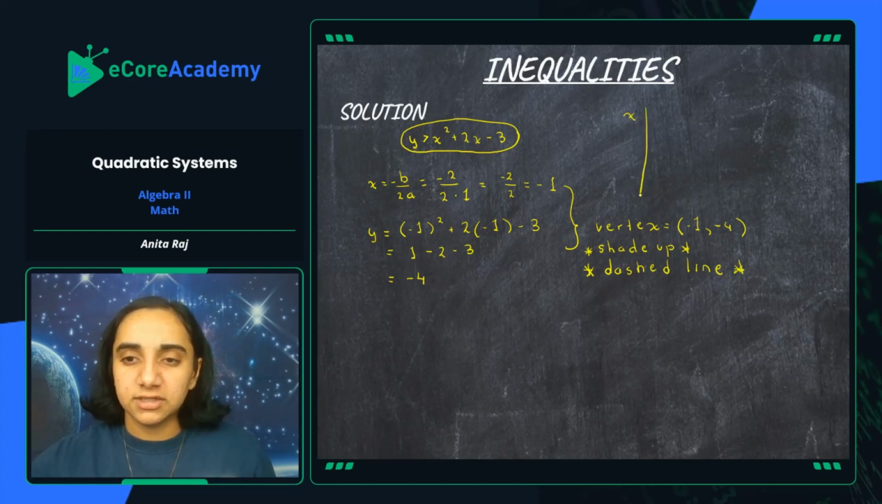Now we've got to find some points that are going to go on our xy table. Remember, the vertex goes in the very center. So our vertex is negative 1, negative 4. 2 points less than negative 1 are negative 3 and negative 2. 2 points greater are 0 and 1. So let's plug these points in.